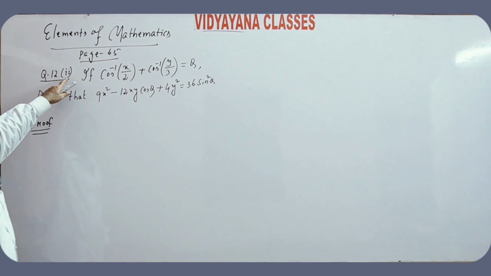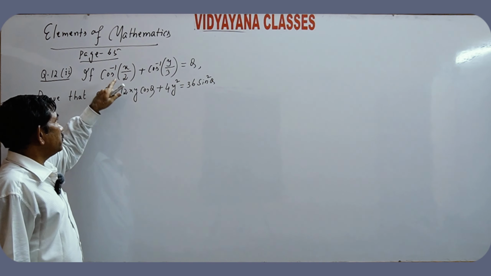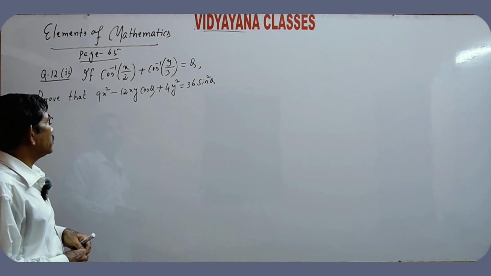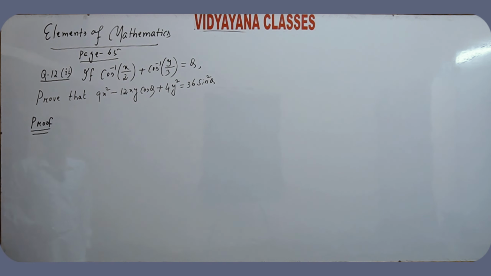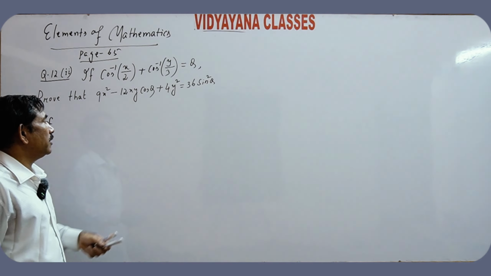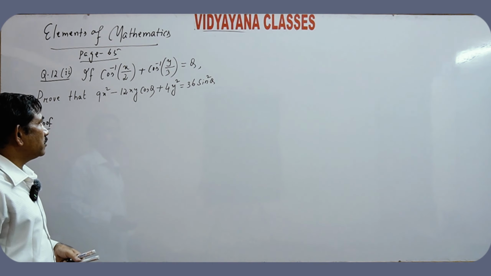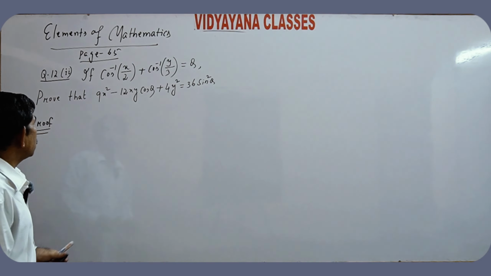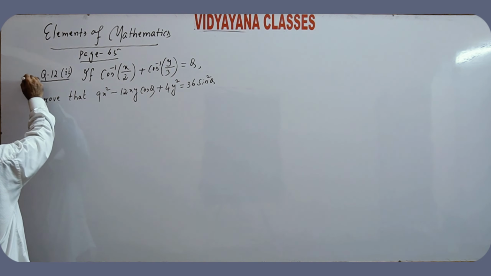Question number 12, second bit. If cos inverse x by 2 plus cos inverse y by 3 is equal to theta, prove that 9x square minus 12xy cos theta plus 4y square is equal to 36 sin square theta. Important.